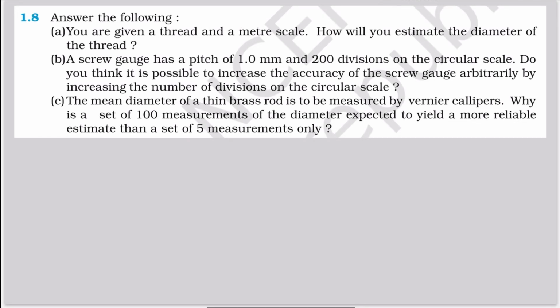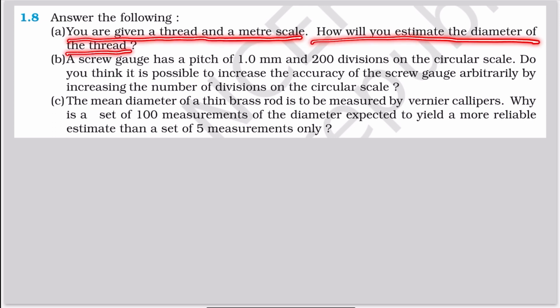Okay, so now we will solve question number 1.8 NCERT class 11 physics. We will solve one by one. Let us see question number 1 first. Question A, it's telling you are given a thread and a meter scale. How will you estimate the diameter of the thread?